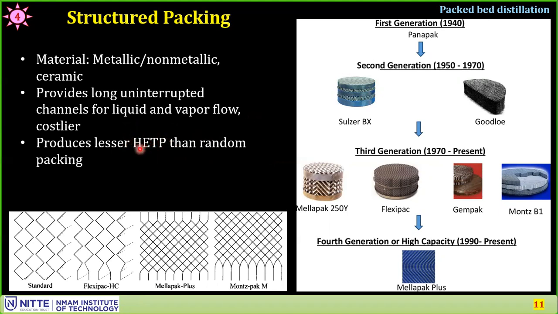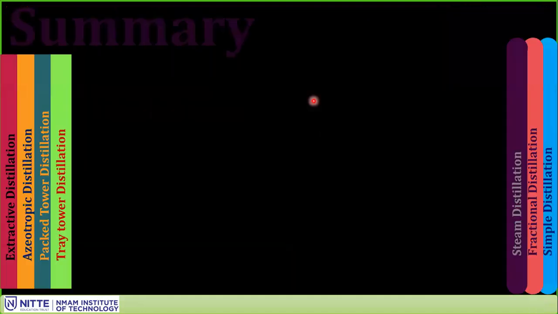If HETP is small, for a given height, the same height of packing, random packing or structured packing, it will have a large number of equilibrium stages. Random packing may have a lesser number of equilibrium stages, so you can expect a more pure product with the structured packing for the same height. So that's the difference between the two.